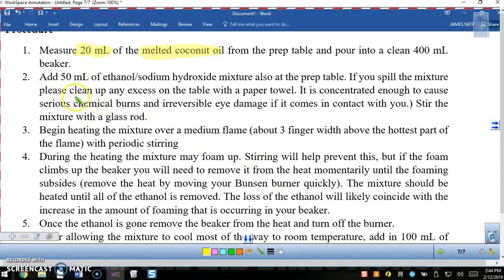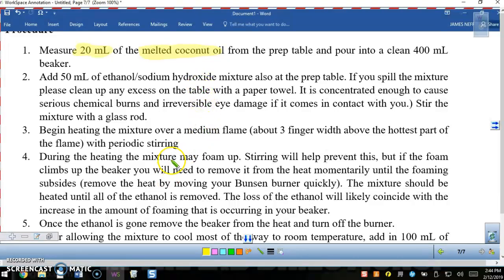There at the center table will also be an ethanol sodium hydroxide mix. This mixture, you need to make sure that if you spill any, please clean it up with a paper towel, because if that gets on your hands, it will sting and you're going to need to wash that off immediately. So you're going to get 50 milliliters. Again, graduated cylinders will be provided to you. Please make sure you do not swap these two sets of graduated cylinders. Leave them where they need to be.